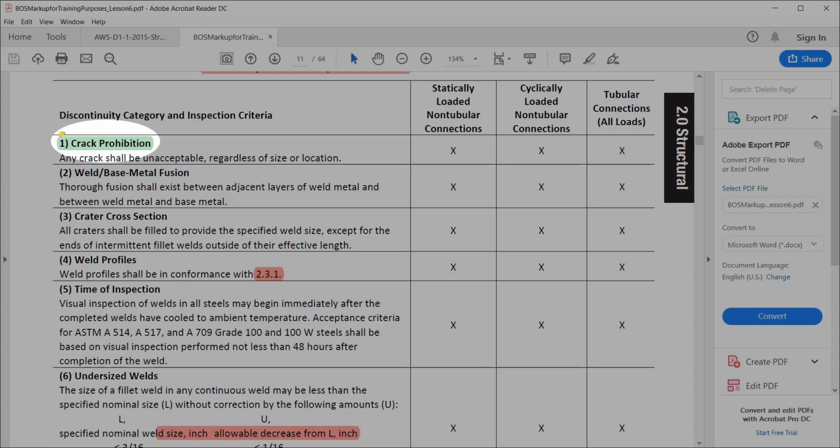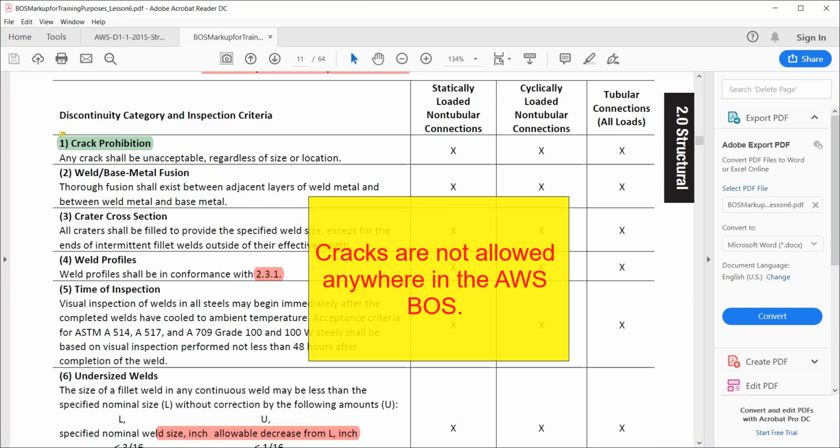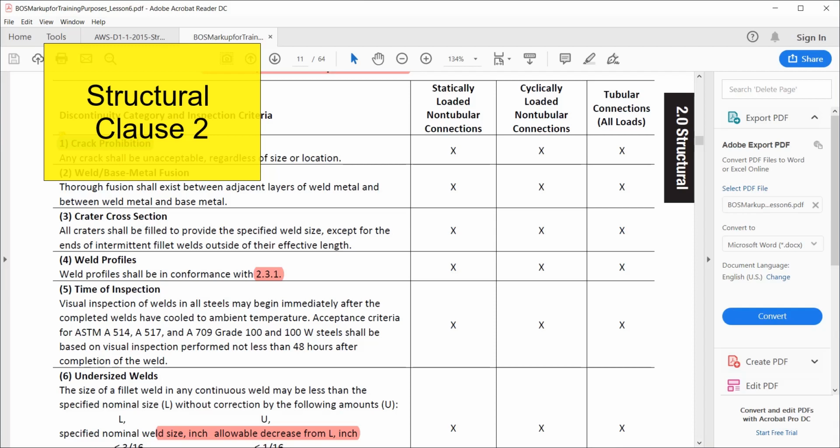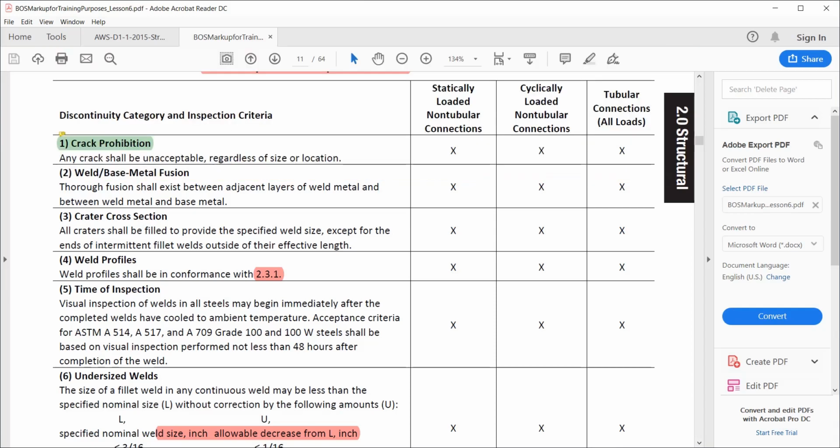So cracks, regardless of size or location, that's one you can probably stick in your memory for any of the applications, be it structural in 2.0, pipeline in 3, or pressure piping in 4. Weld metal base metal fusion applies to all the categories within Clause 2.